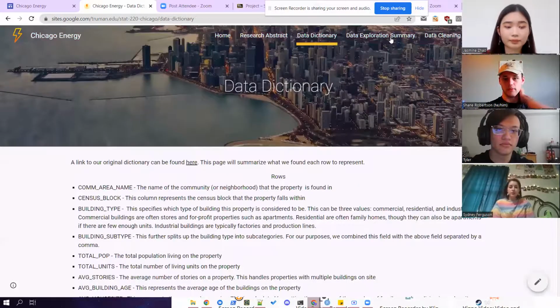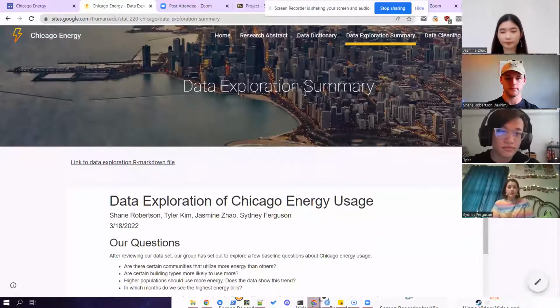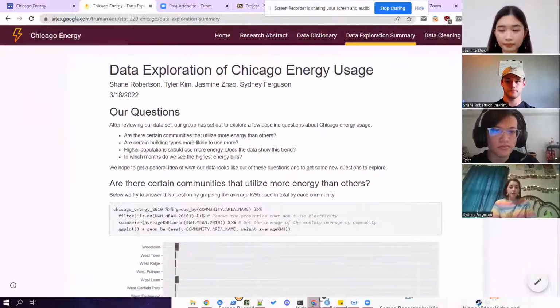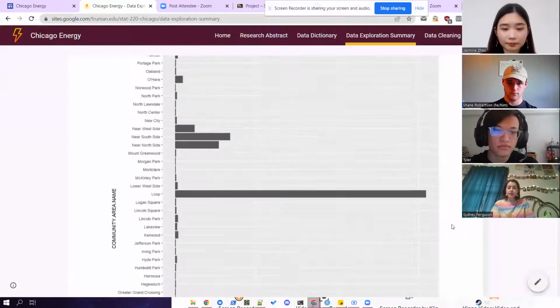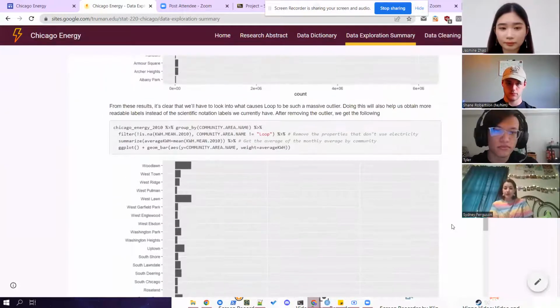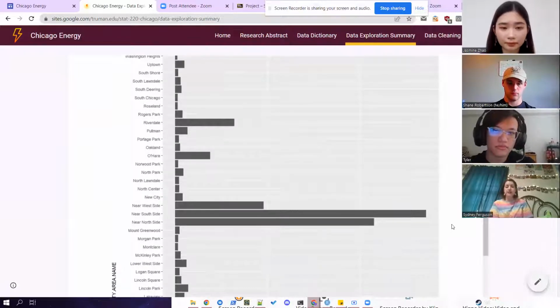Okay, next we go on to the data exploration summary. In this, we are going to answer the questions that we mentioned earlier. The first one is, are there certain communities that utilize more energy than others? Based on the graph, the loop is a massive outlier, which needs to be removed to see better data, as you can see. And then after removing it, the graph shows that the areas near west side, south side, and north side have a heavy variance compared to the rest of the data.